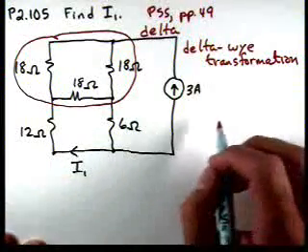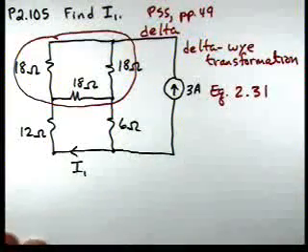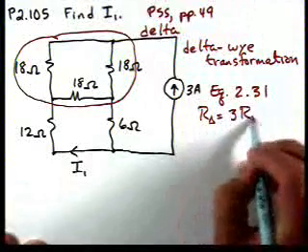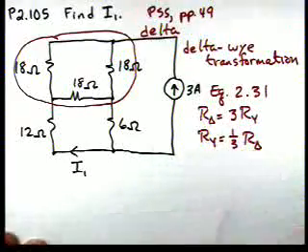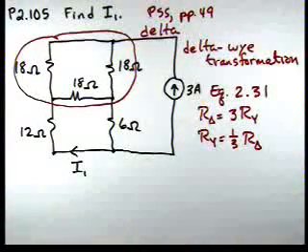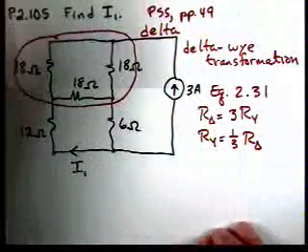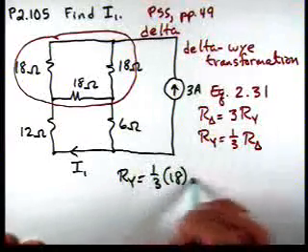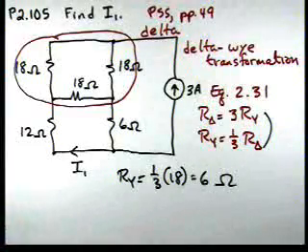So if you go back to the text and look at equation 2.31, you can see, for instance, that R delta is 3 times RY. RY is 1/3 R delta. So now, let's apply a delta Y transformation to that circuit. Okay, so for the calculations then, RY is 1/3 times 18, and that's 6 ohms.